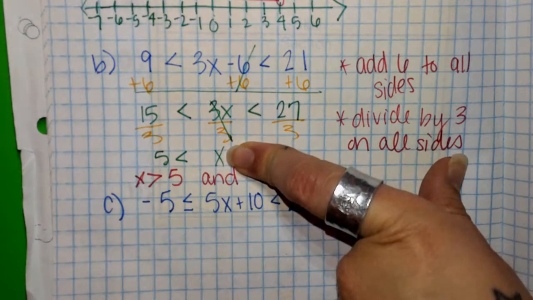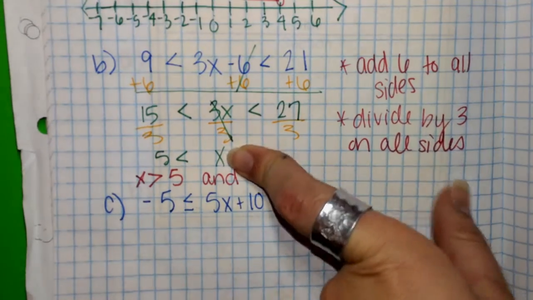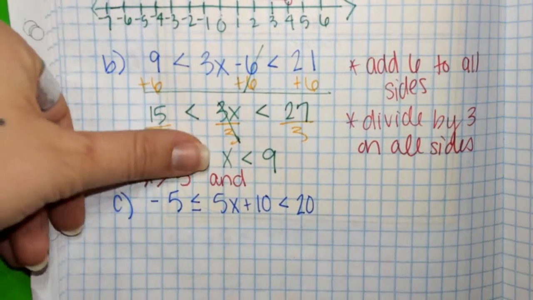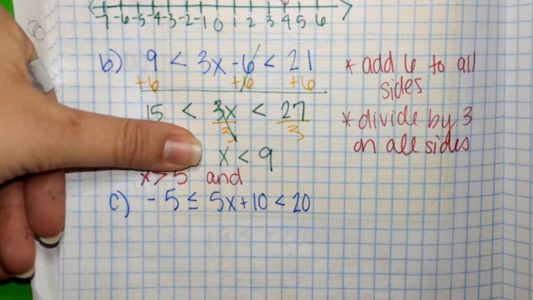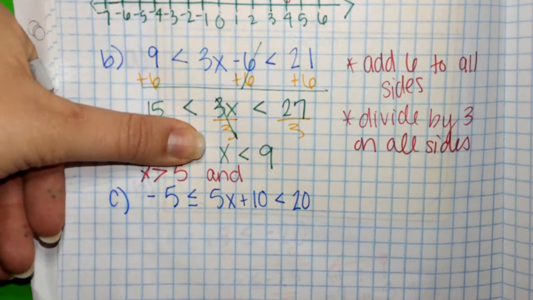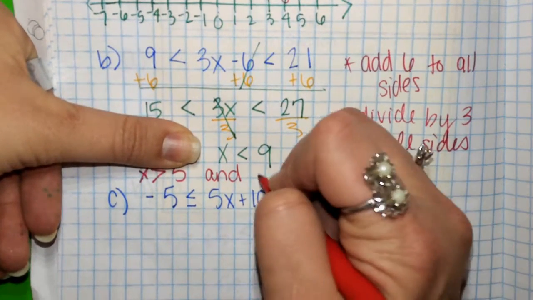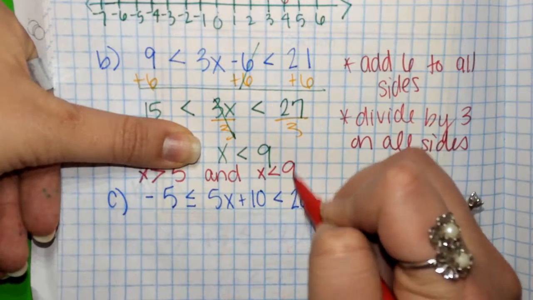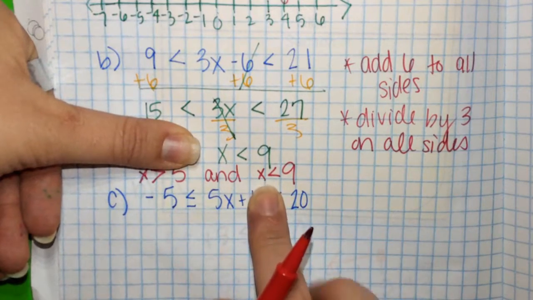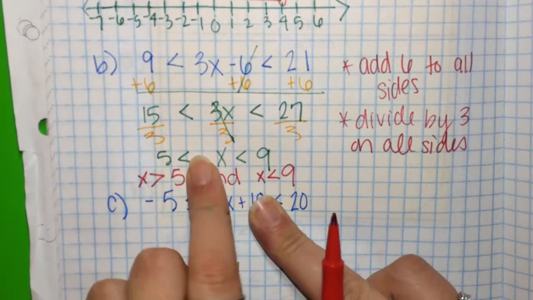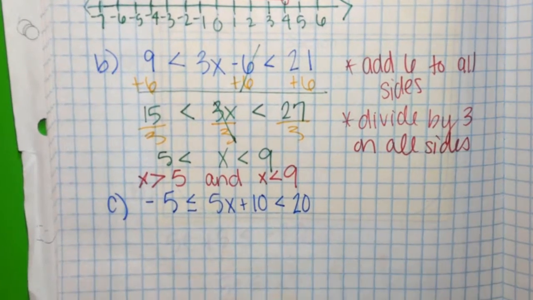So we're just taking our compound inequality apart. And what would we write here? x is less than 9. So you just bring this part down. So we covered it up and we flipped it around because we always write with the variable first.